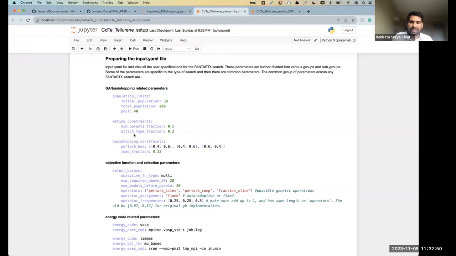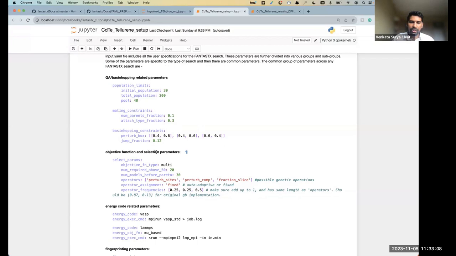And mating constraints, which is like whether 2 parents or 3 parents to use to create a child structure, and whether to attach them directly, or you want to flip and attach. So you can also choose those kind of operations.